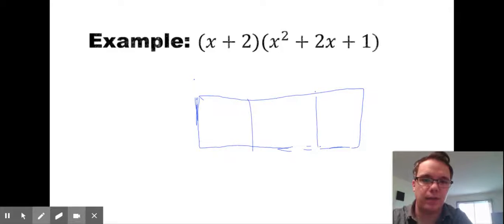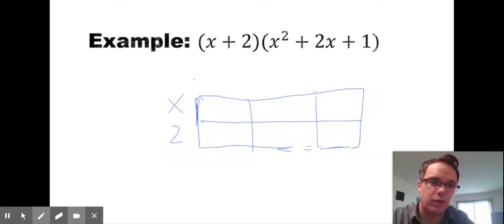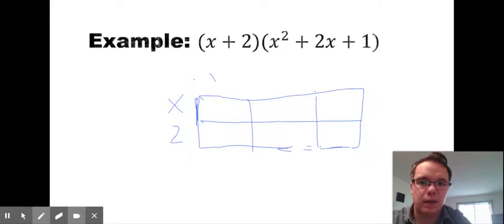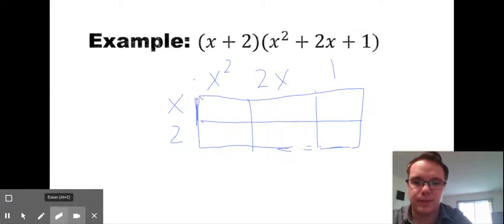I'm going to put my x and my 2 on the side. Remember I said it didn't matter which order you did. When you have 3 terms, I like to make longer boxes. They make more sense to me. If you want to make it up and down, that's fine as well. And then we're going to put our x squared, our 2x, and our 1 on top.